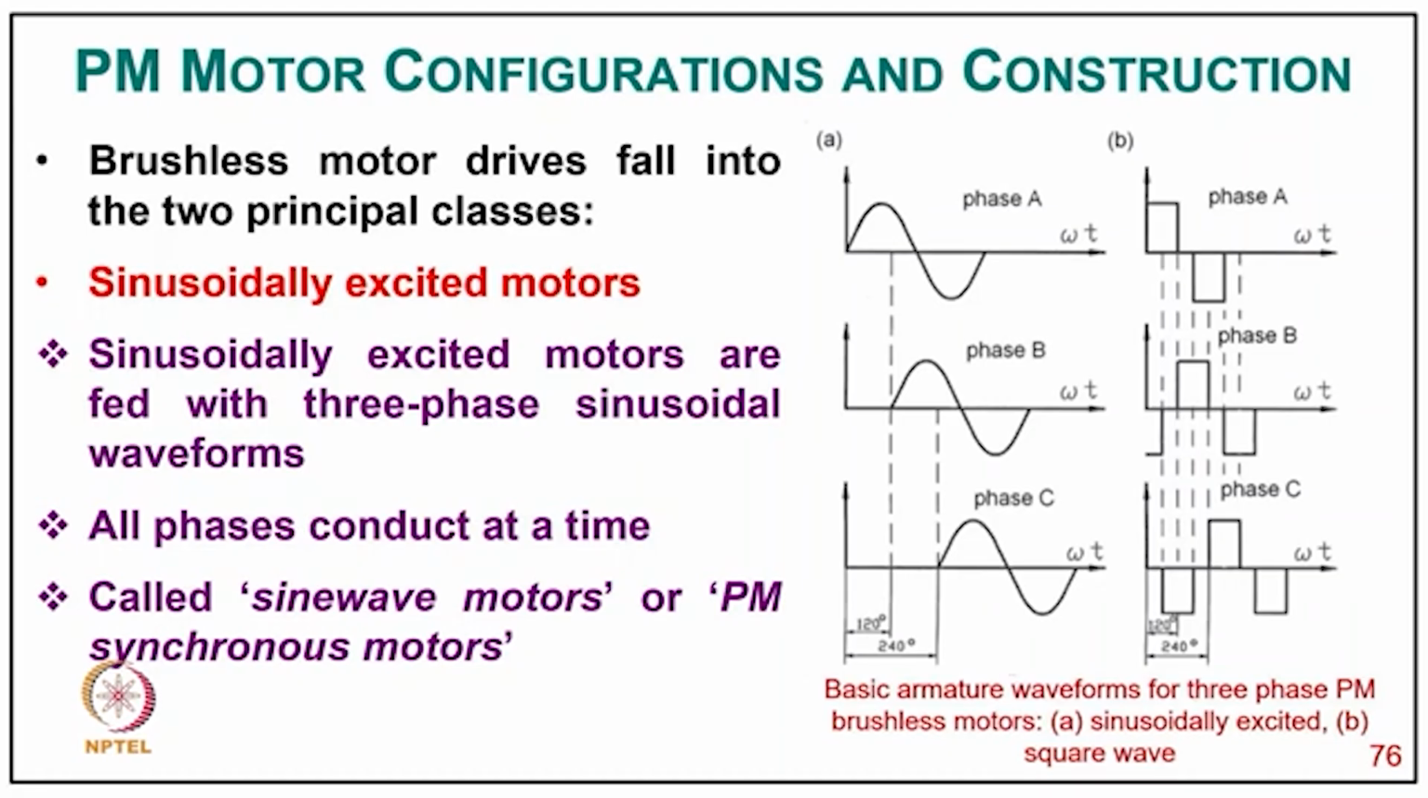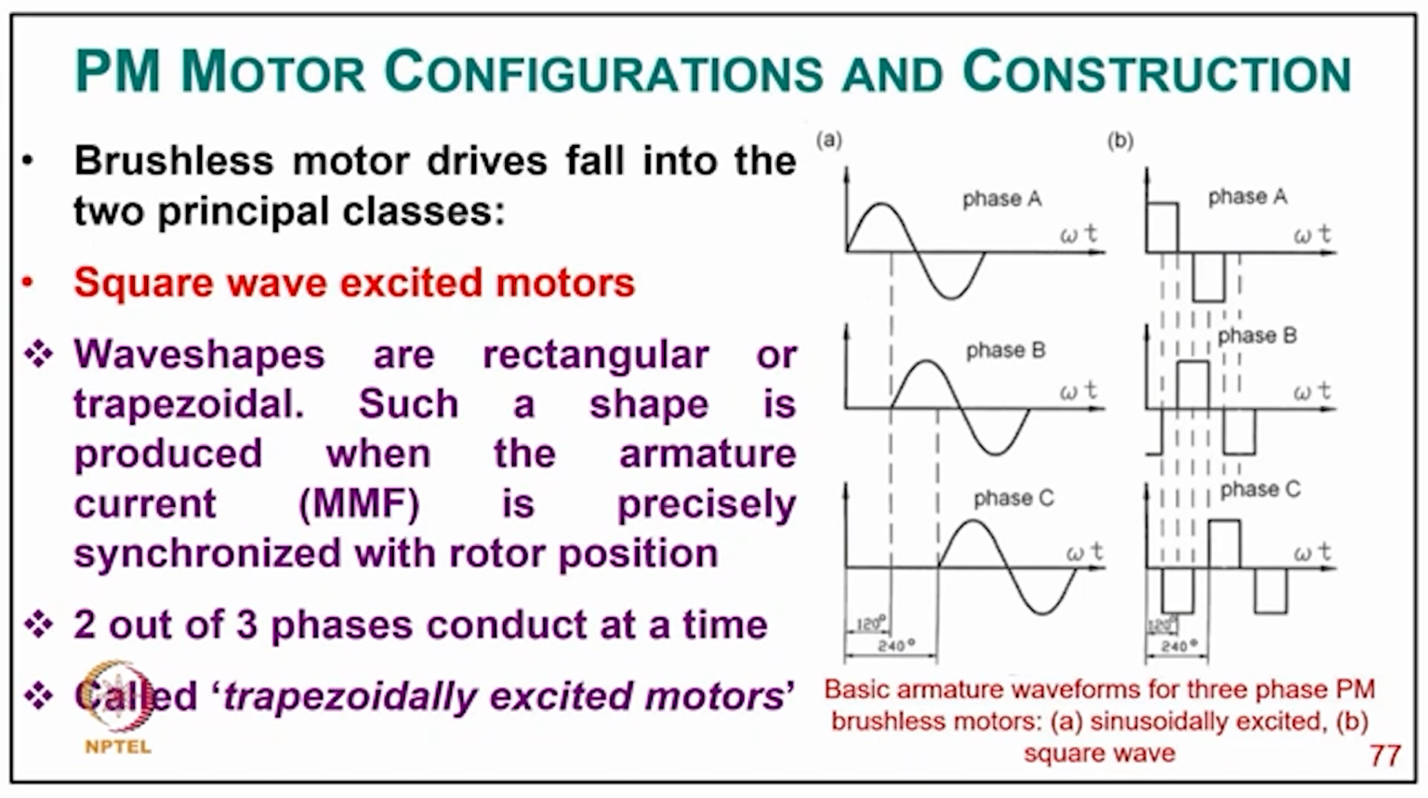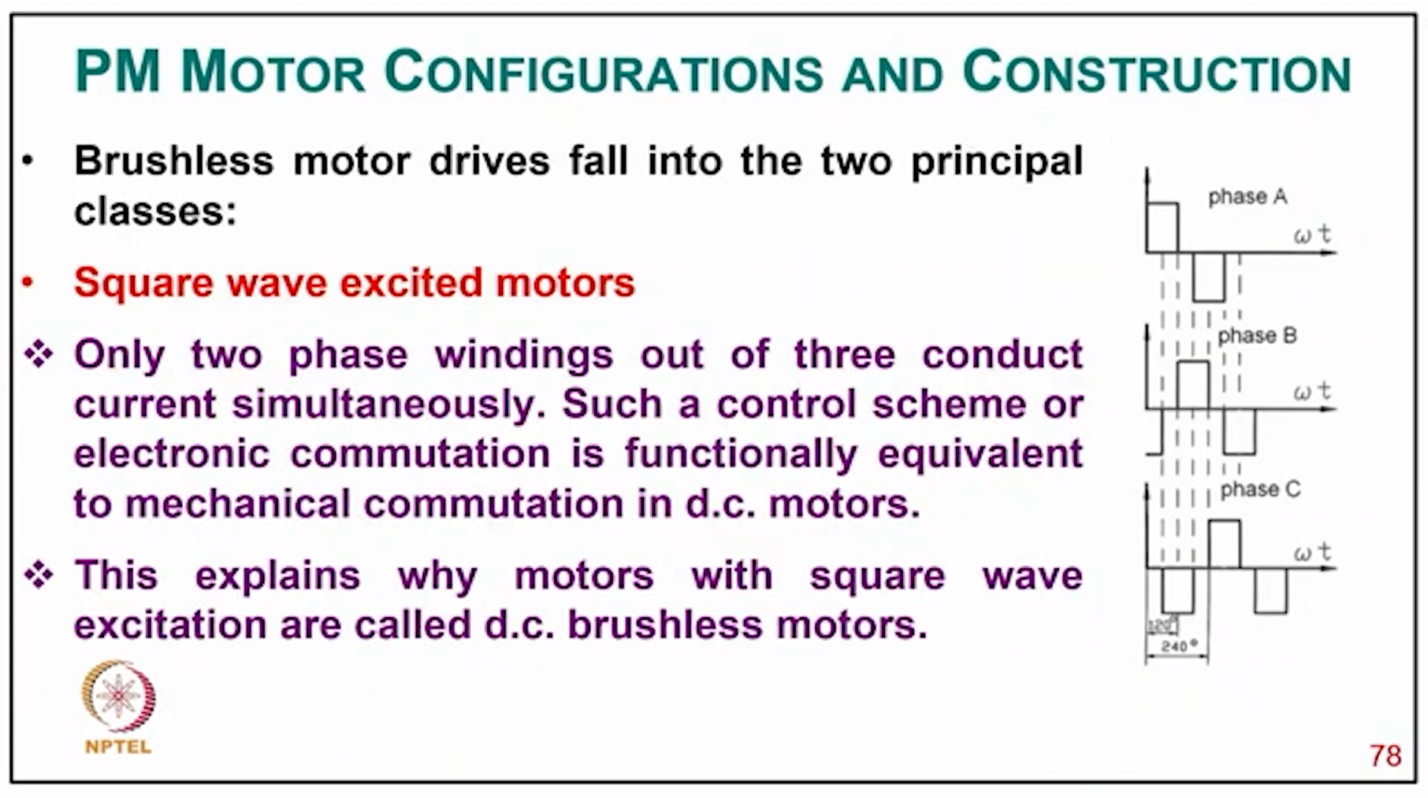So here brushless motors fall into two principal categories. Sinusoidal excited motors are fed from a three-phase sinusoidal current waveform and all phase conductors conduct at a time, called sine wave motors or PM motors. And another motor is the BLDC motor. The other category is the square wave excited motor, where the wave shape is rectangular or trapezoidal. The shape is produced when the armature current is precisely synchronized with the rotor position and 2 out of 3 phases conduct at a time, called trapezoidally excited motors, on the right side.